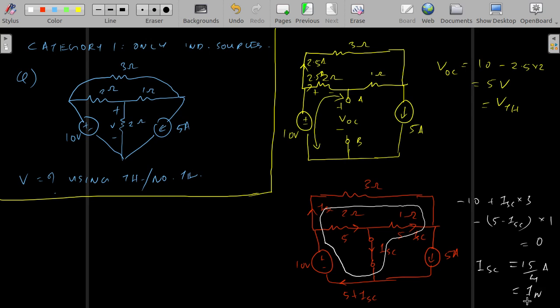Okay, so we have our IN, we have our VTH, and what do we need next? We need our equivalent RTH or RN, whatever, right? So for that, what do we do? We suppress the sources and draw the equivalent network.